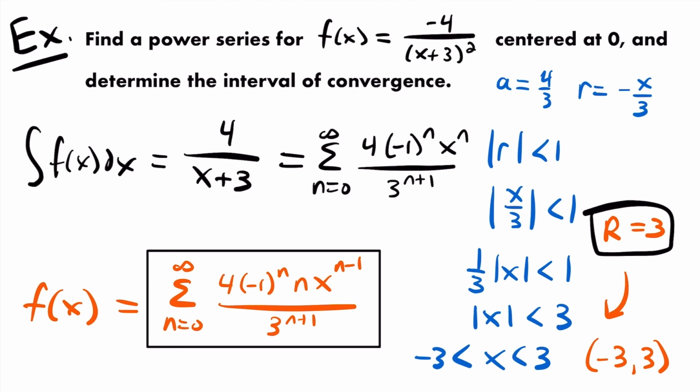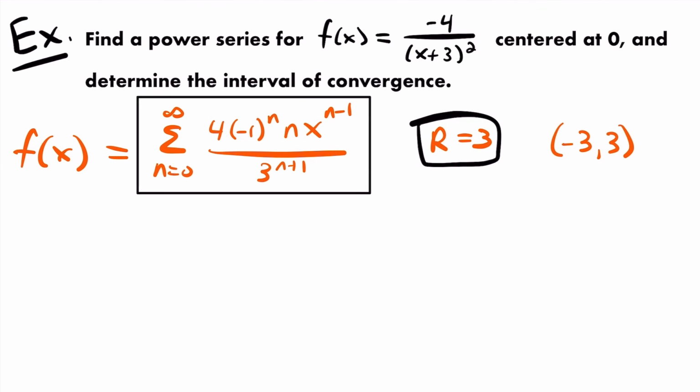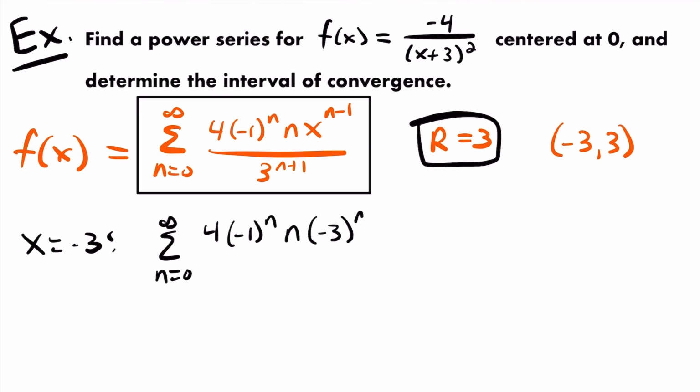Okay, if I clean up my work here, let's start by checking the first endpoint when x equals negative 3. When x equals negative 3, our power series will look like this. We'll have the sum from n equals 0 to infinity of 4 times negative 1 to the power of n times negative 3 to the power of n minus 1 divided by 3 to the power of n plus 1. We just replaced this x with negative 3. To simplify, we can split up this power in the numerator: negative 3 to the power of n and then negative 3 to the power of negative 1. We can do the same in the denominator: 3 to the power of n times 3 to the power of 1. That's going to help us simplify things a little bit.